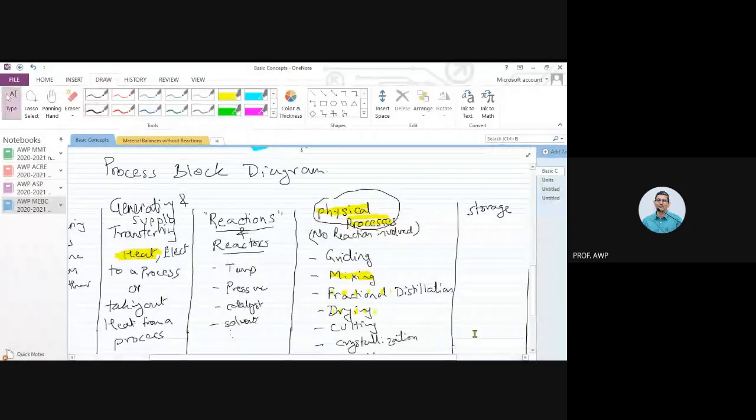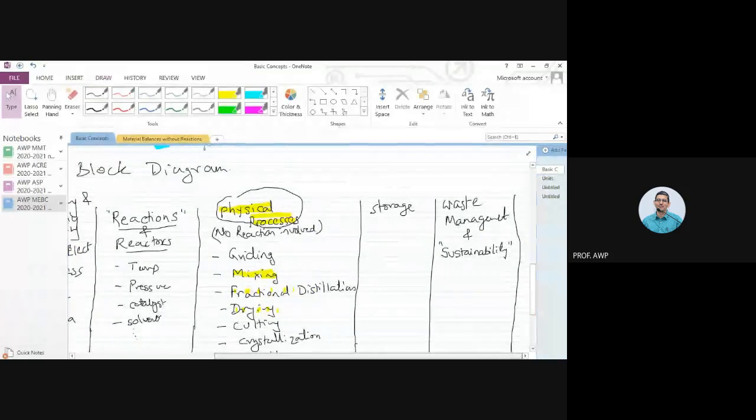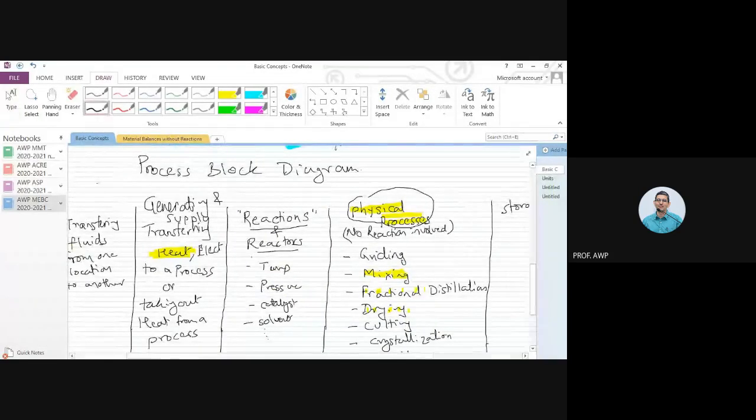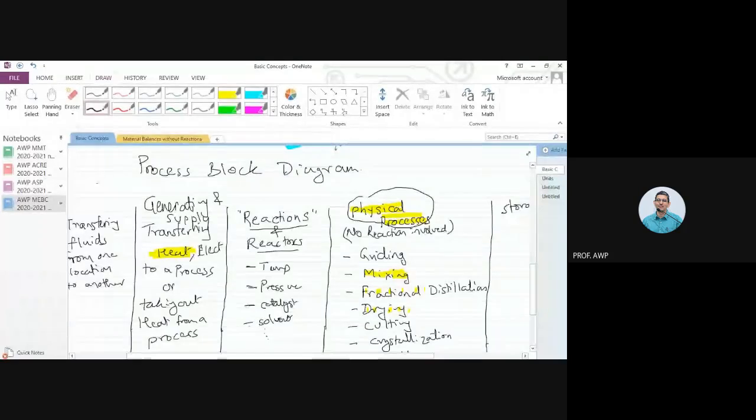Okay, any other common thing that you see? Selectivity of product. All that comes here, right? I am choosing a particular temperature, a particular pressure, a particular catalyst, a particular solvent, so that I get my desired product to the maximum extent. Okay, sir.